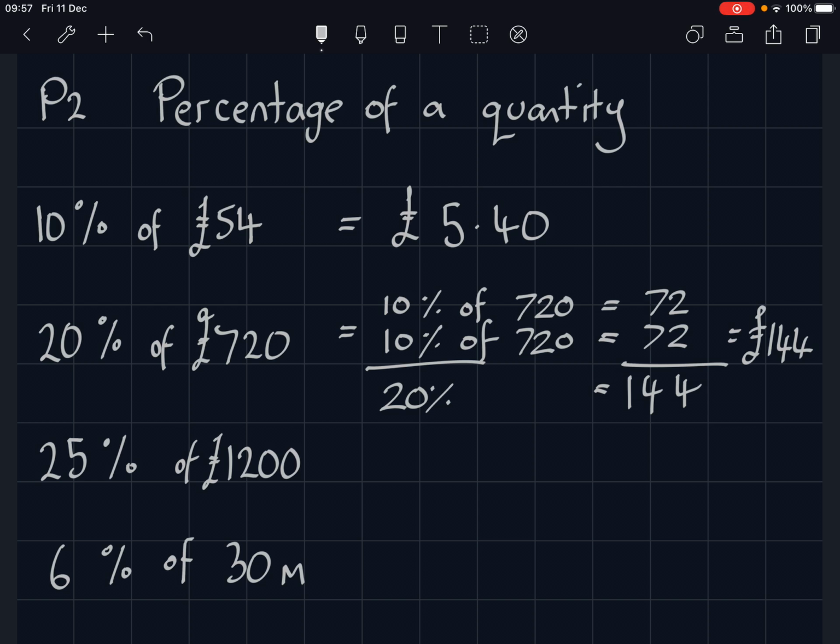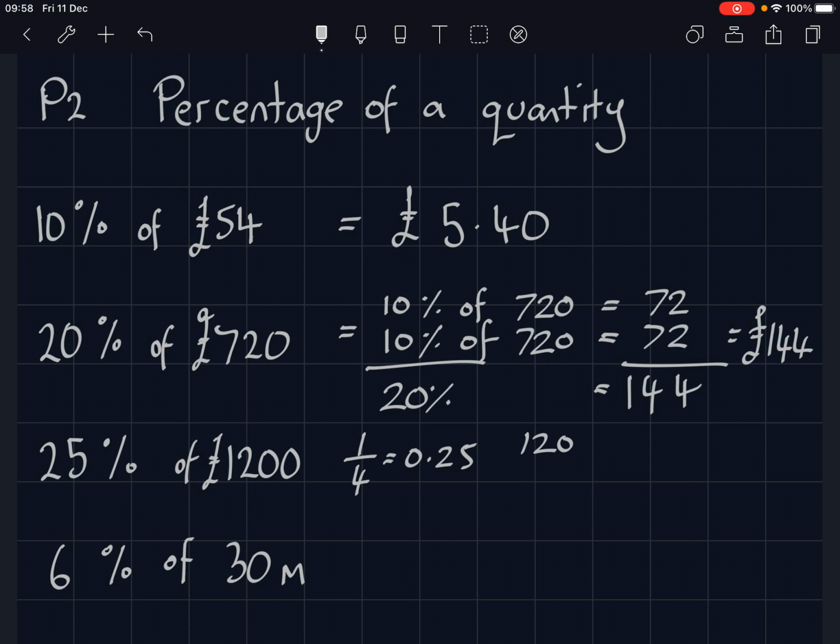And we can apply the same idea to the next problem. We could find 10% and 10% to make 20. And then we could do half of 10% to find 5%. But another interesting fact is that 25% is the same as a quarter, because a quarter is 0.25, and 0.25 as a percentage is 25%.